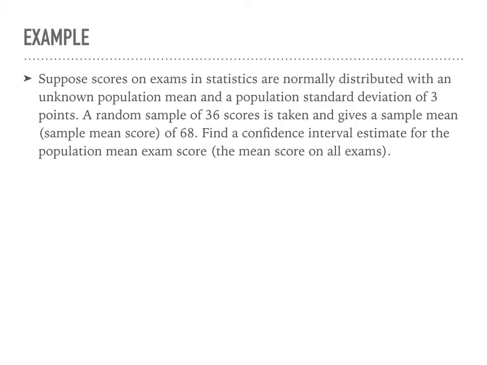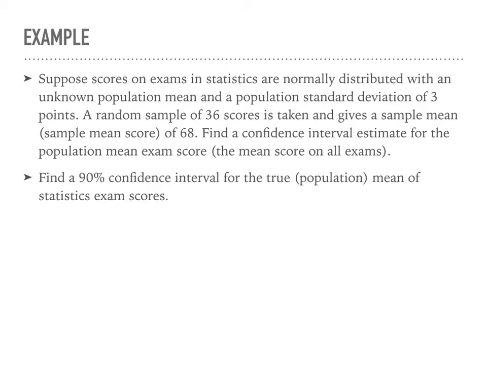Looking at an example here, suppose scores on exams in statistics are normally distributed with an unknown population mean and a population standard deviation of 3 points. A random sample of 36 scores is taken and gives us a sample mean score of 68. Find a confidence interval estimate for the population mean exam score, the mean score on all exams. So we want to find a 90% confidence interval for the true population mean of statistics exam scores.